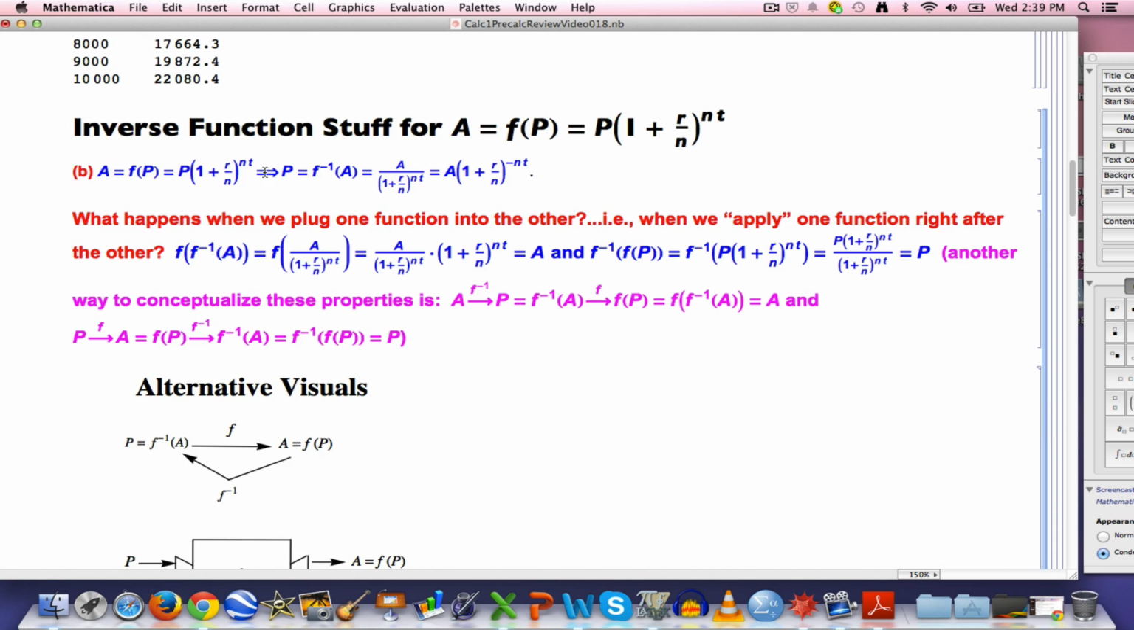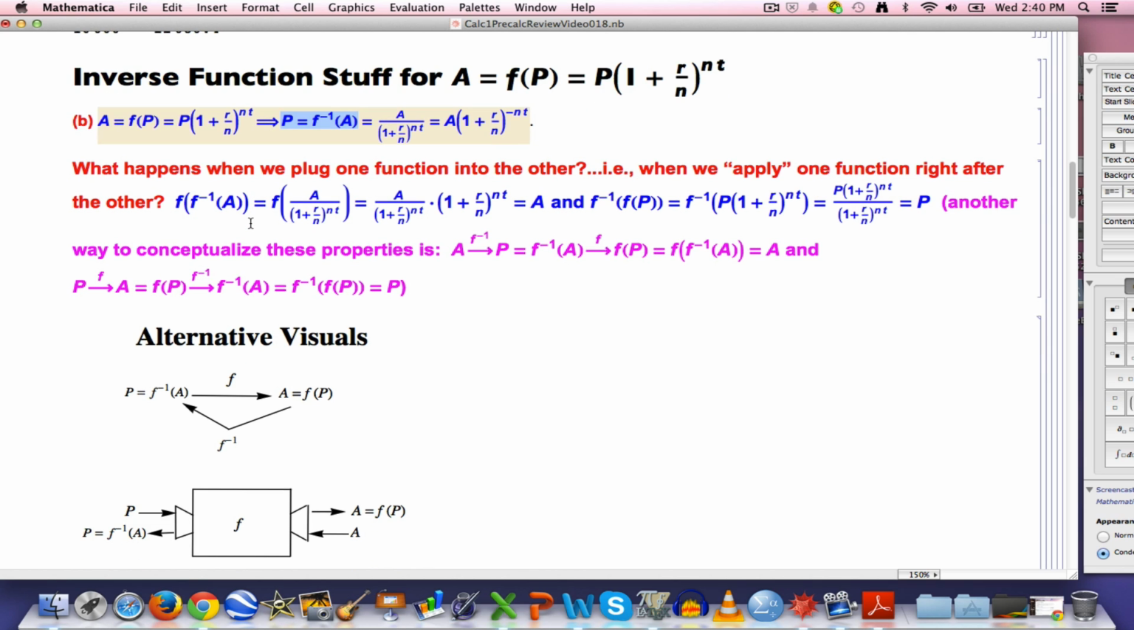Alright, quick review of all the algebra stuff. Here's the algebra I did to find the inverse function. Here's the original function, A equals f of p, where 1 plus r over n to the nt power again is a constant. This is a direct proportionality. I just divide both sides by that to get P as a function of A. P equals f inverse of A. This is not f to the negative 1 power, it's f inverse. Do not swap the A and the P when they have a certain specific meaning like this.